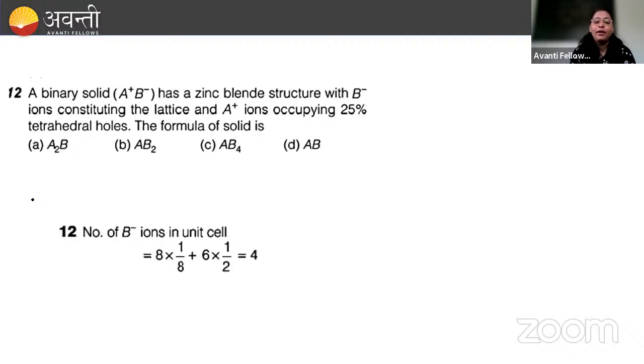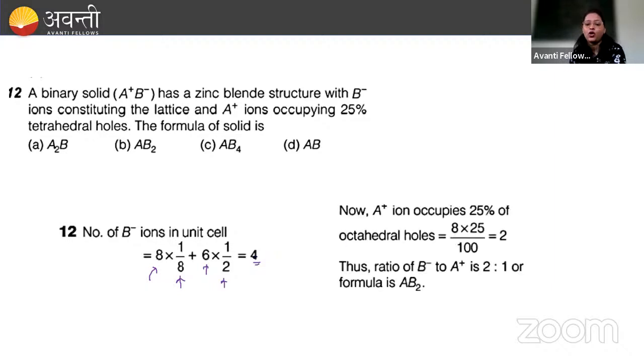Okay, तो यहाँ पे हमारा जो zinc blende structure है उसमें क्या है? हमारे lattice में 8 atoms present है, which contributes 1 by 8, and 6 atoms are present, which contributes half. So total B- ions present per unit cell are what? 4, right? A+ ions कहाँ पे present है? A+ ions occupy 25% of the tetrahedral holes, right? So what will be that? 8 into 25 divided by 100 is equal to 2. So B- to A+ का रेशियो कितना होगा? 2:1, क्योंकि 4 by 2 हो जाएगा.